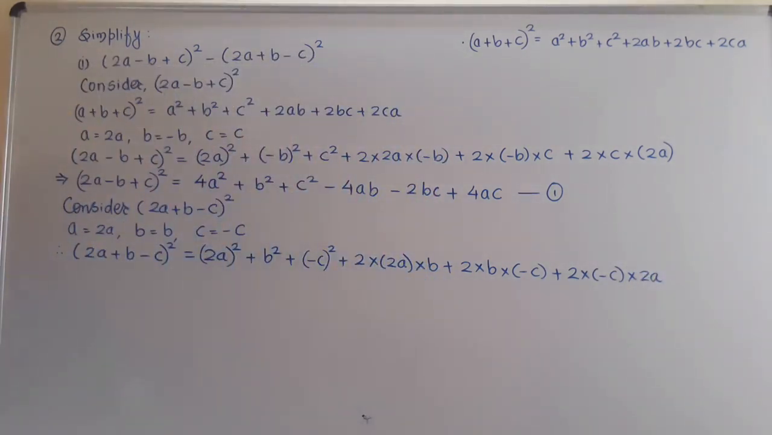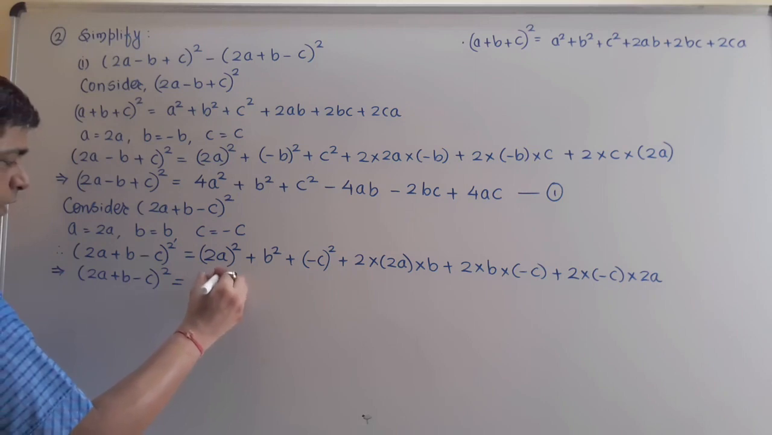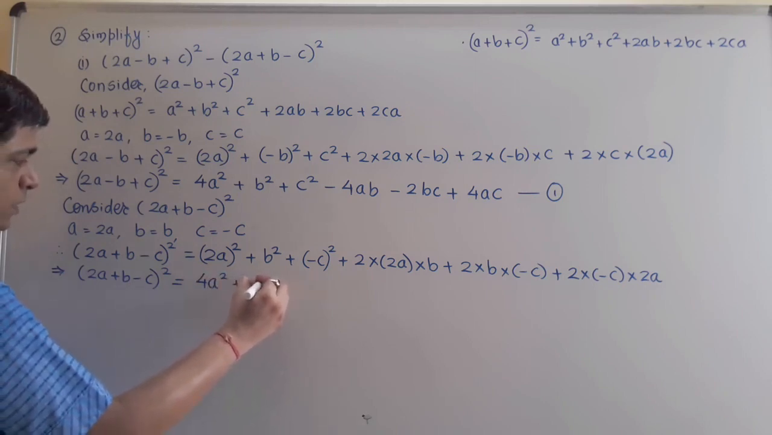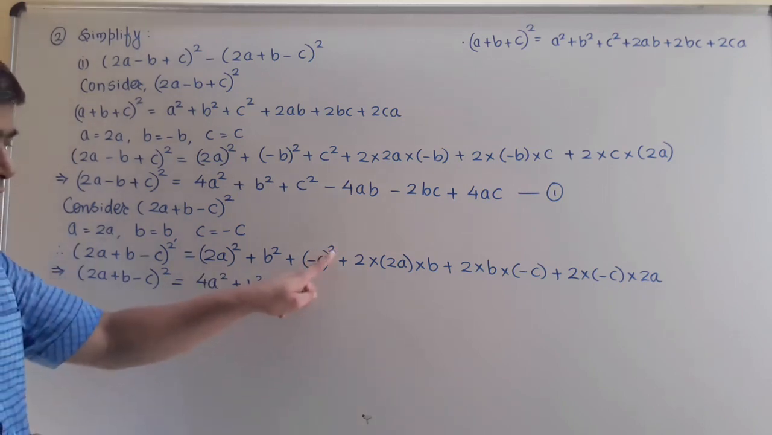So now let us simplify this one. (2a + b - c) whole power 2 is equal to the square of 2a, which is 4a square, plus b square. The minus sign will be eliminated because the power is even.